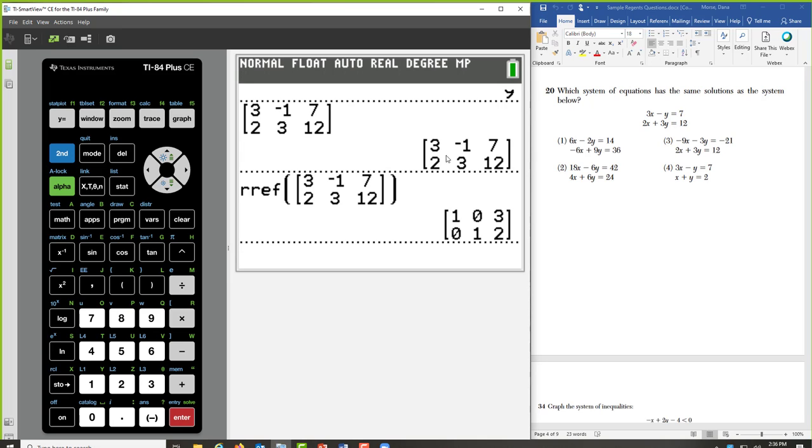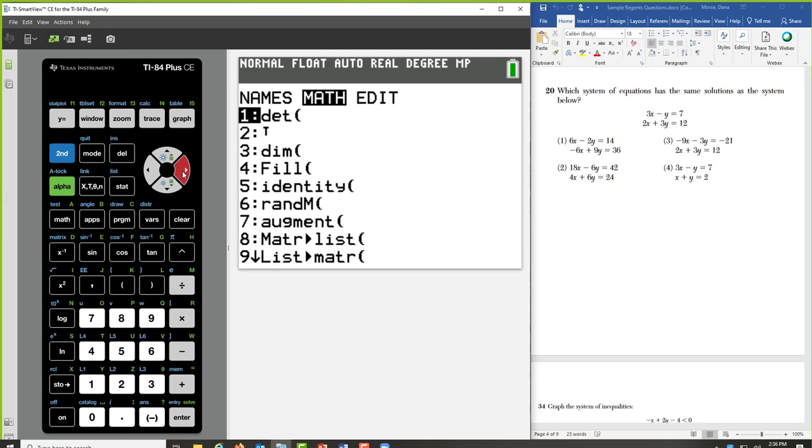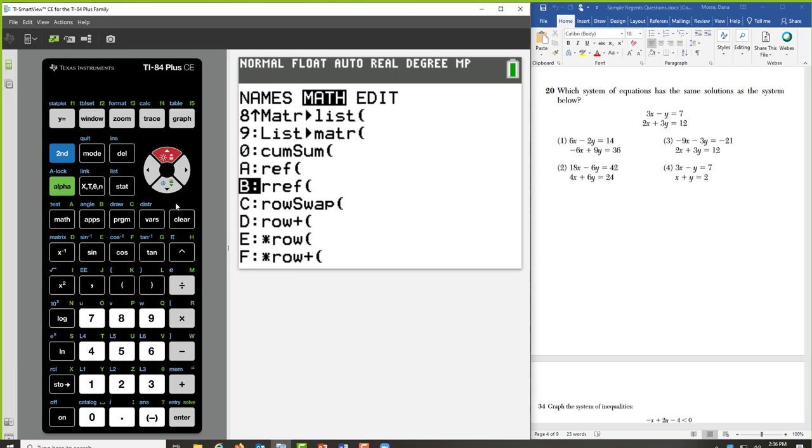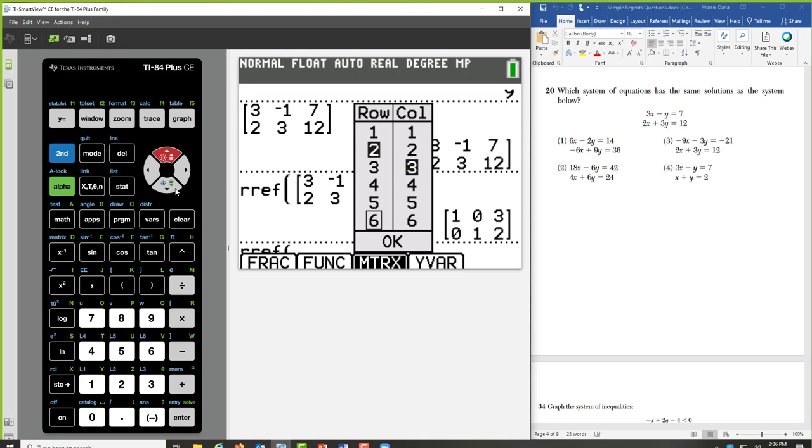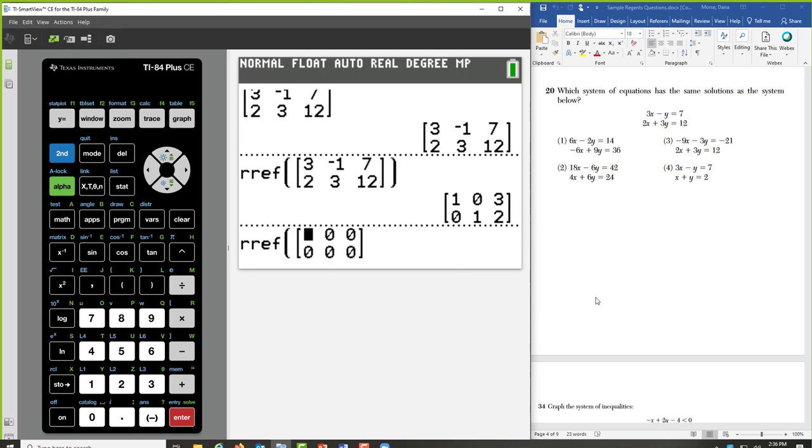Now that does sound like a lot of work that we just did, but if you sprinkle this in the appropriate way in the classroom after you've mastered paper and pen, this is going to be such a time saver for something like this. So, second, matrix, math, reduced row echelon form, alpha, zoom. I want a 2 by 3 matrix, and I could then go right through the answers.